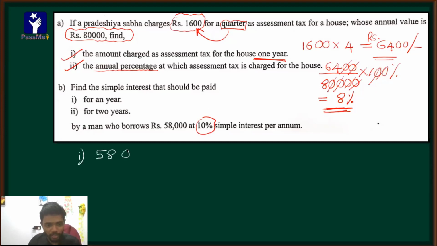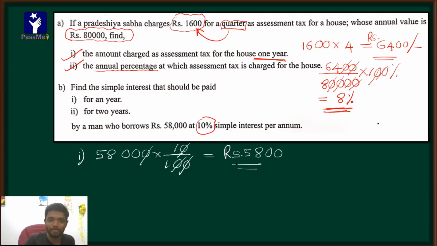58,000 multiplied by 10%. 5,800 rupees. That is the final answer. So you can see the time taken to find the answer, just below 10 seconds actually.